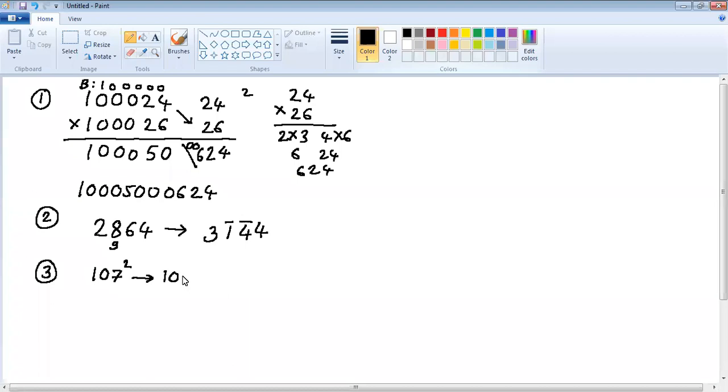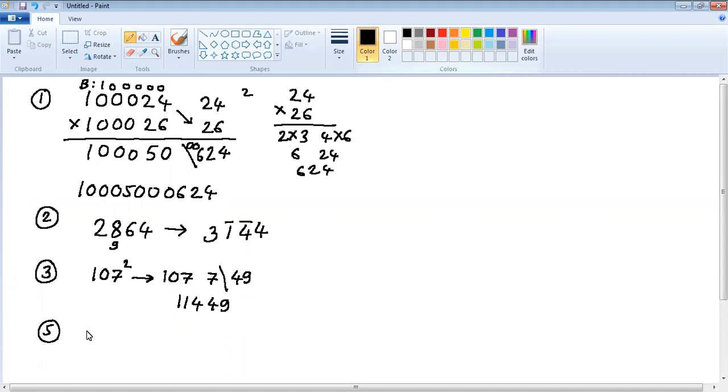This is the base method of squaring, because 107 is near to 100. So 107, next you have to write the difference. The difference from the base: 107 minus 100 is 7. Put a line, and on the other side you write the square of the difference. 7 square is 49. Again the same rule applies here: the number of digits on the right hand side should be equal to the number of zeros in the base. The base here is 100, which has 2 zeros, so you are getting the required digits. No adjustment required. Just add 107 plus 7, which is 114, and this is 49. So the answer is 11449.